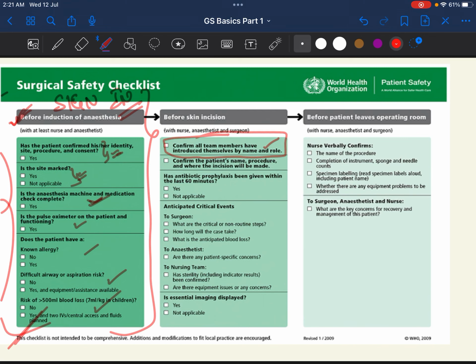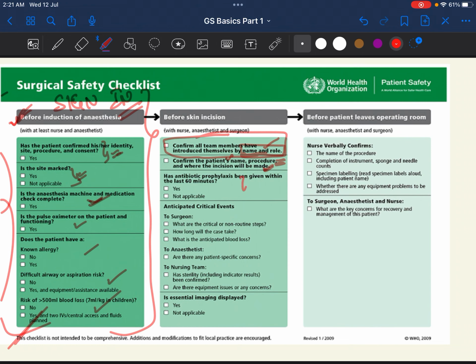So confirm all team members by knowing their names and their roles. Name and role is very important. Next, the surgeon should confirm the name of the patient, the procedure he is going to do on the patient, and where the incision will be made.